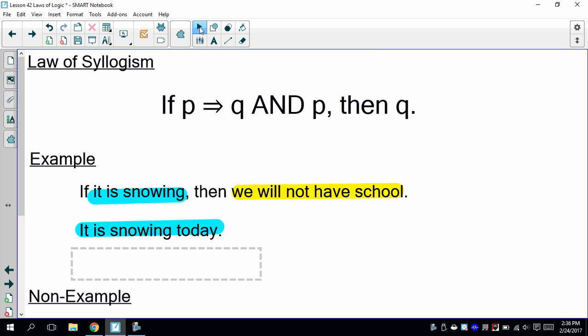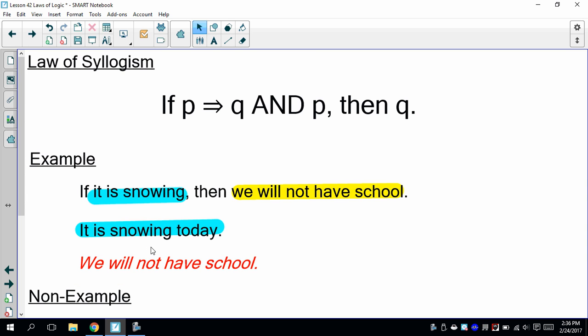So if we have a case where we have if P then Q, and then we have this simple statement here that's an example of P, we can make a conclusion that we will not have school today. And that conclusion is going to be about Q, the conclusion.